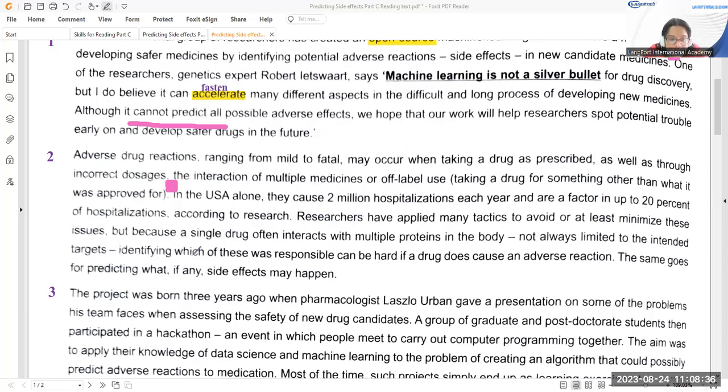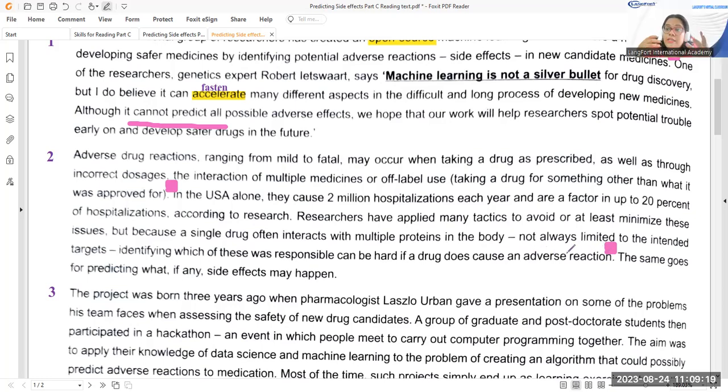Okay, all right. Next, Smita. Yes, ma'am. In the USA alone, they cause 2 million hospitalizations each year and are a factor in up to 20% of hospitalizations according to research. Researchers have applied many tactics to avoid or at least minimize these issues. But because a single drug often interacts with multiple proteins in the body, not always limited to the intended targets, identifying which of these was responsible can be hard if a drug does cause an adverse reaction.